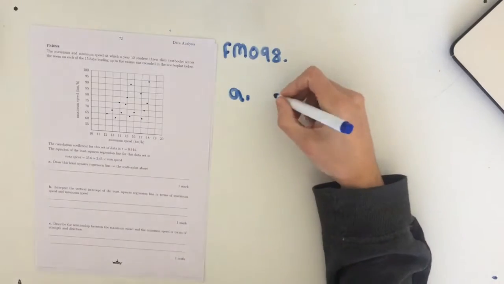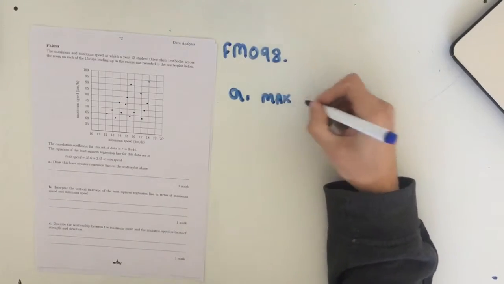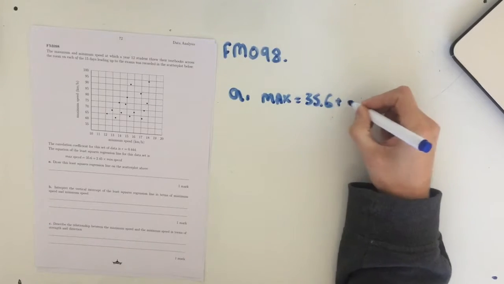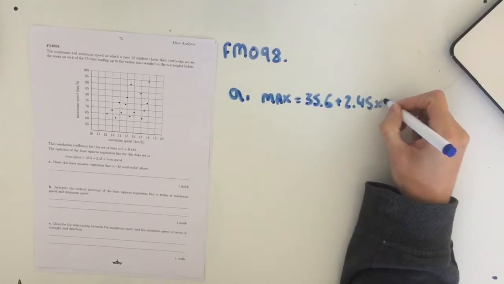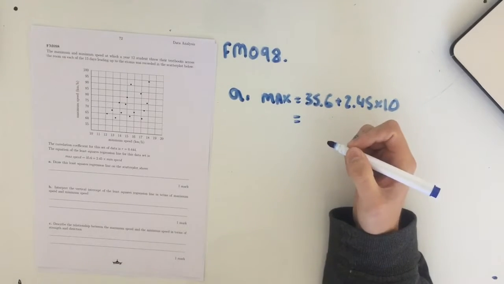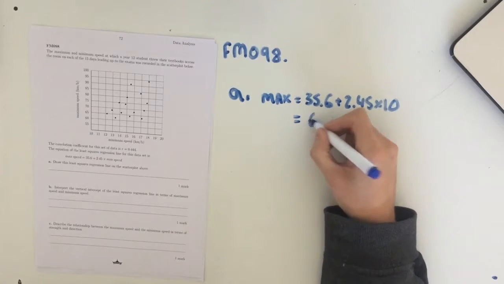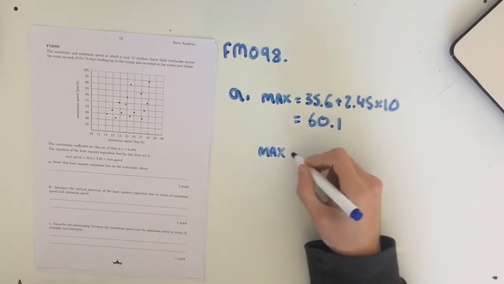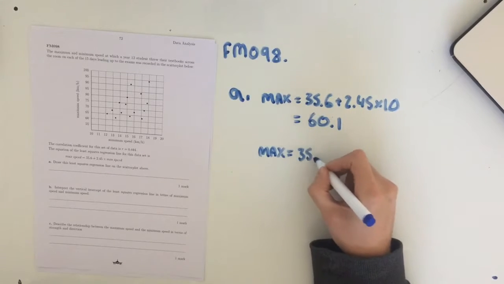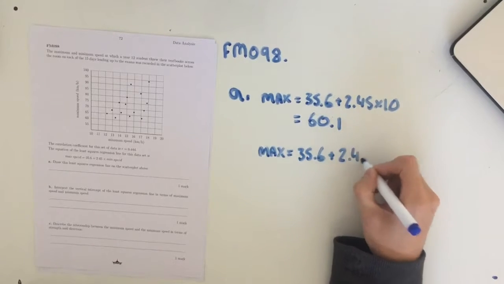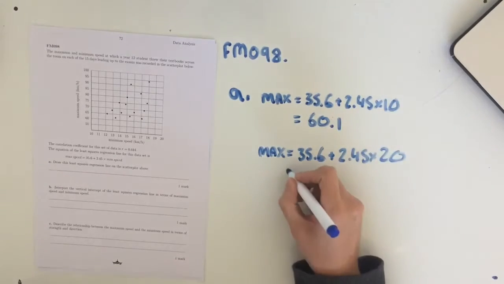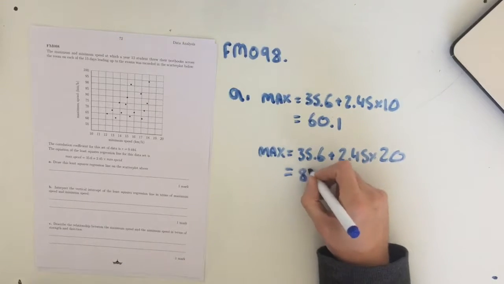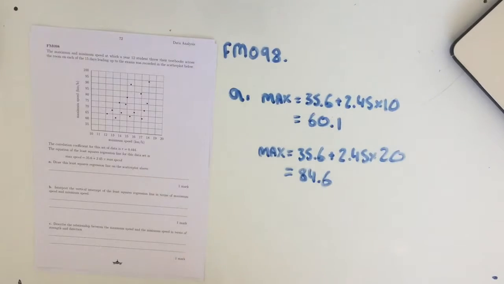So how we go about doing that, I'm going to just write max instead of max speed equals 35.6 plus 2.45 times 10. And if you whack that into a calculator, you're going to get a value of 60.1. And then I'm going to find my max speed when my minimum speed is 20 by going max equals 35.6 plus 2.45 times 20. And when I put that into my calculator, it's going to give me 84.6. So I've got 2 points.